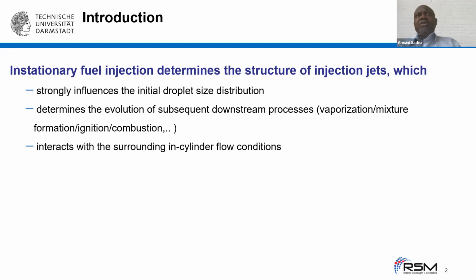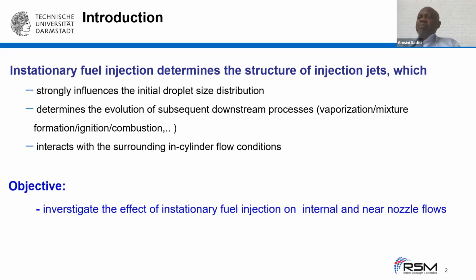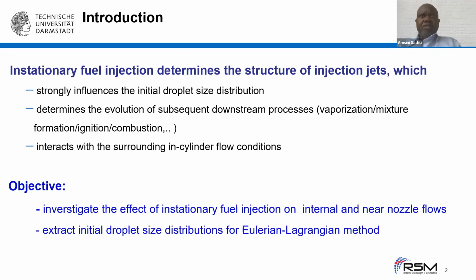And we can also have an interaction between the jet and the surrounding in-cylinder flow conditions, so that there is the so-called cycle-to-cycle variation, for example, in IC engine. And to capture that, it is necessary to include also the in-nozzle flow in order to capture the whole development of the flow. So the objective is to investigate the effect of this stationary flow injection. And first we use LES, and we try to extract the initial droplet size distribution for the Lagrangian method.